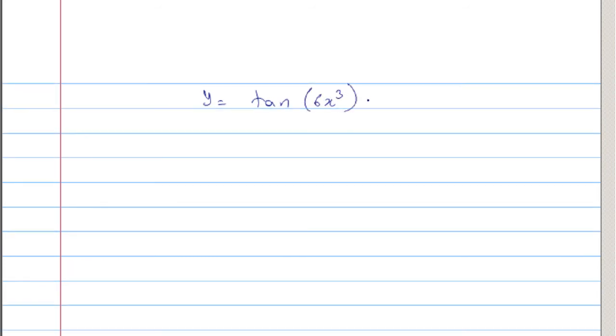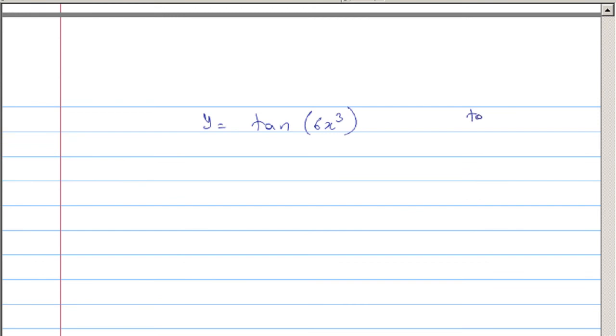Okay, we can also try one with the tan function. The same rule applies for tan as well. If I have y equals, let's say, tan of, say, 6x cubed. Now the derivative of tan x, if I differentiate tan x, from your formula booklet, you can check this, you get sec squared of x.